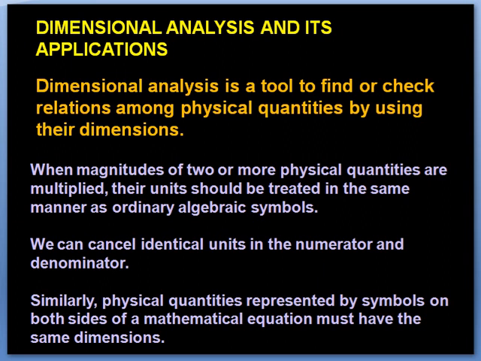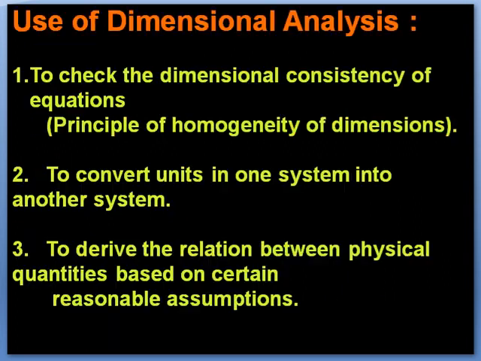When magnitudes of two or more physical quantities are multiplied, their units should be treated in the same manner as ordinary algebraic symbols. We can cancel identical units in the numerator as well as the denominator. Similarly, physical quantities represented by symbols on both sides of a mathematical equation must have the same dimension. So how can we use dimensional analysis? What are the uses of dimensional analysis?